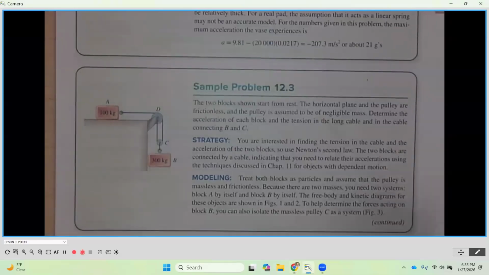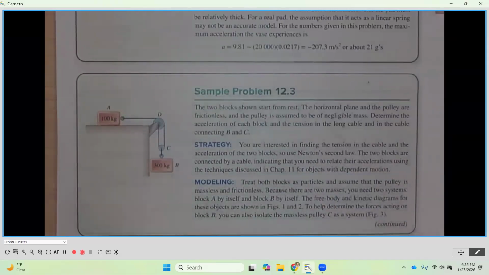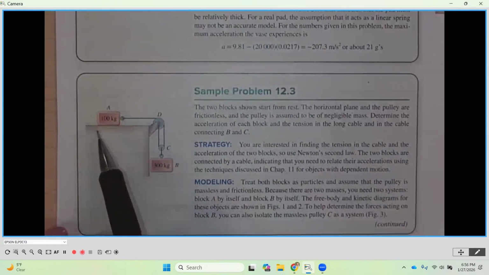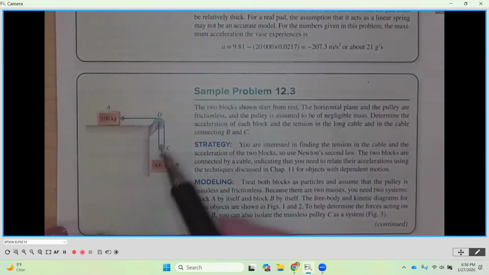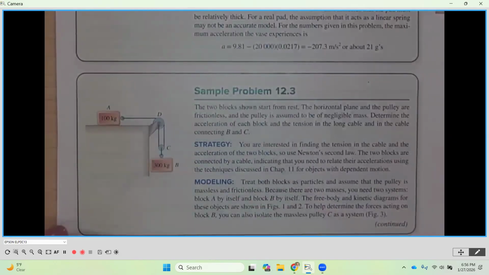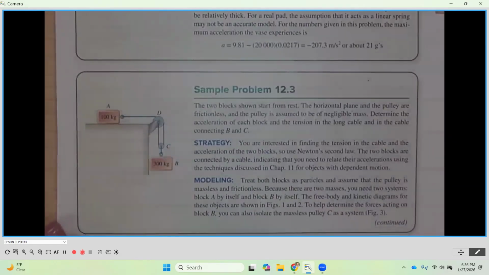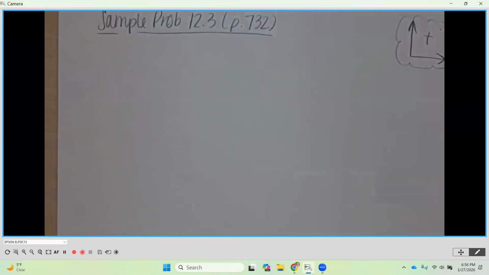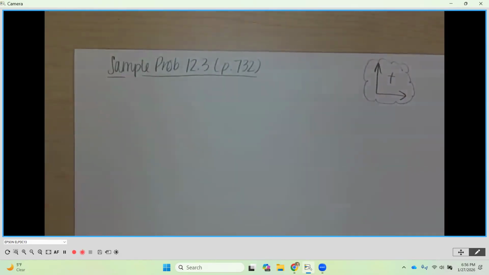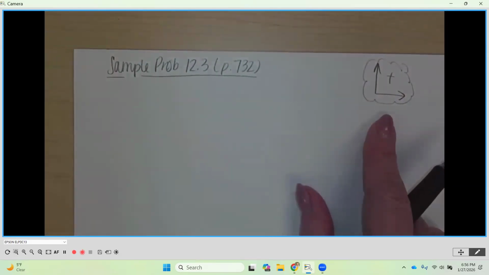So using this problem statement, we are going to approach this by creating free body diagrams of block A by itself, block B by itself, and because we're interested in the tension on the cables, we're also going to be looking at that pulley. The first one we're going to start with is block A. So I've got the start of my problem, sample problem 12.3 here. I do have my convention going up and to the right as positive, and I'm going to continue to be consistent with that.